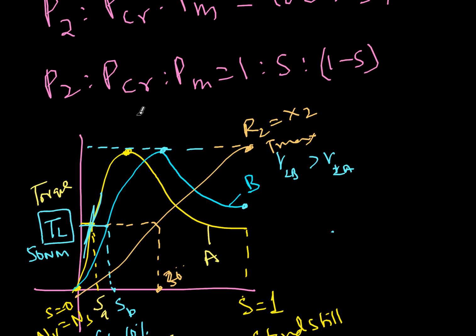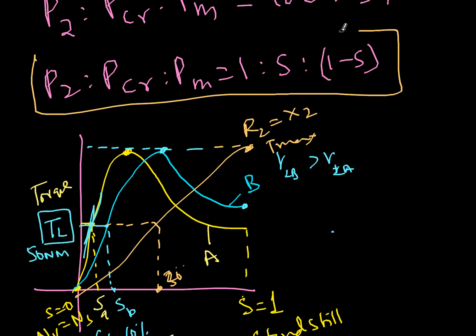So I hope you understood this, and this is a very important relation. The ratio of the input to the rotor, to the copper losses in the rotor, to the output of the rotor, the mechanical power developed, is 1 is to S is to 1 minus S. Based on this, we will be seeing some numerical example problems which are very, very important.